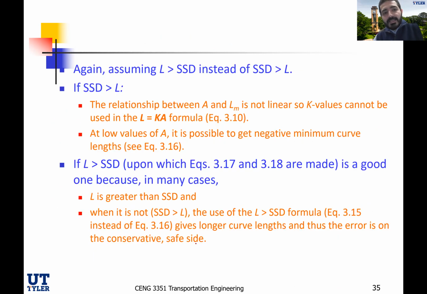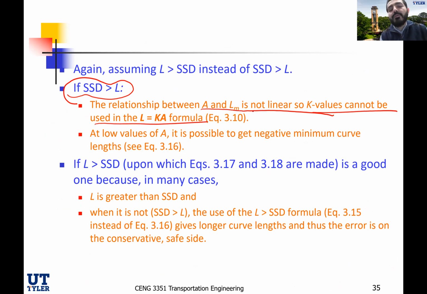These are the assumptions again. As I said, we assume that L is more than SSD instead of SSD more than L. If SSD is more than L, then the relationship between A and LM is not linear, so the K cannot be used anymore. In fact, at low values of A, it's possible to get a negative minimum curve length, which doesn't make any sense. But if L is more than SSD, then yes, you can use the table.